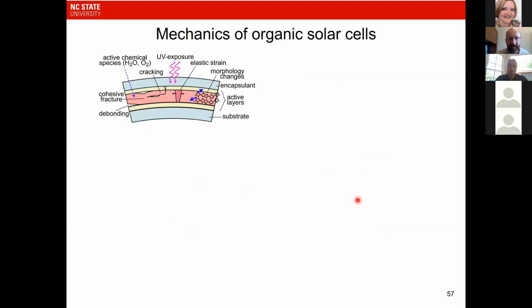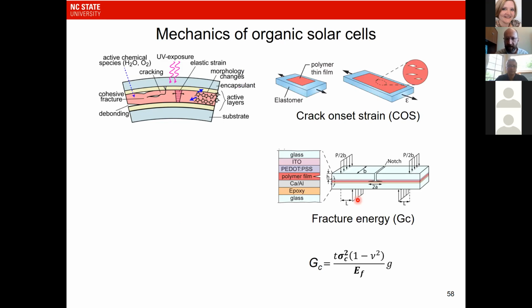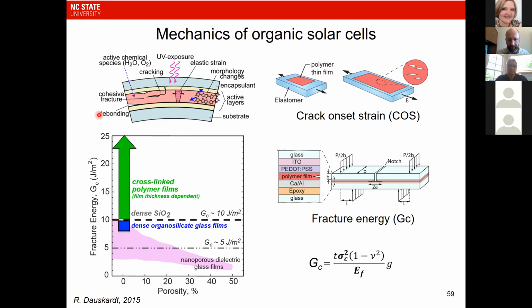Just real quick, lastly, that's crack onset strain, and that's one measurement, informative about how ductile the material is. But if we show this picture of failure mechanisms, what we're really interested in is the cohesive fracture, the fracture energy when these things start to break apart. That would ultimately lead to failure for a flexible device. And we can characterize this fracture energy, and we get a certain value. We do this 4-point bending measurement where we look at the crack propagating along the film of the solar cell.